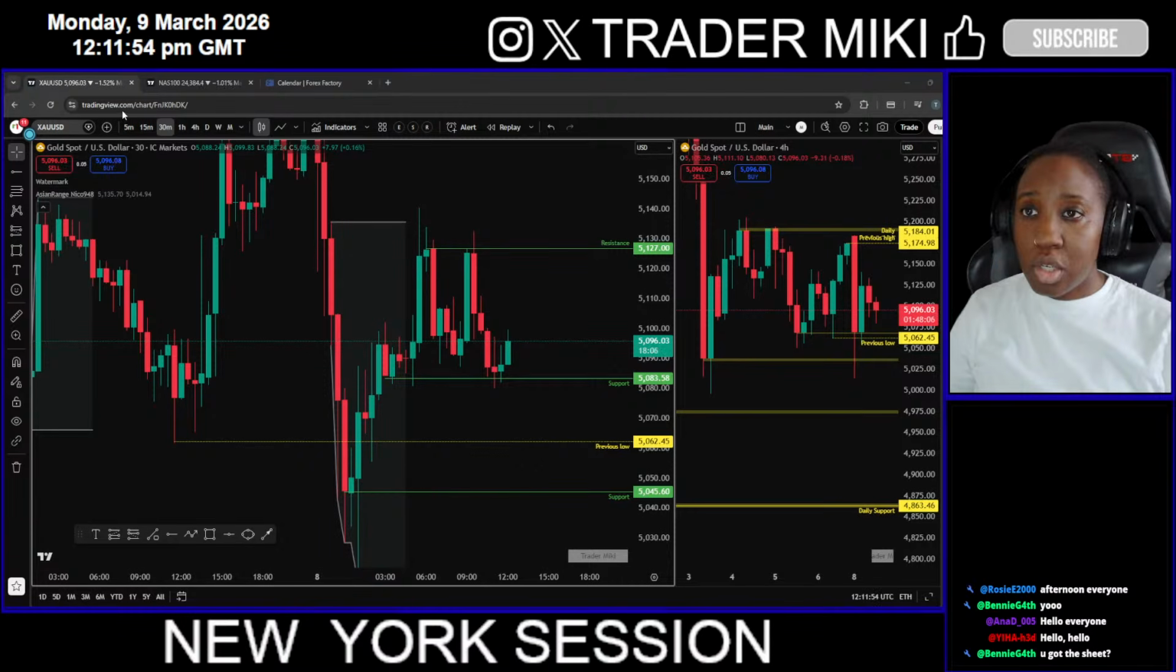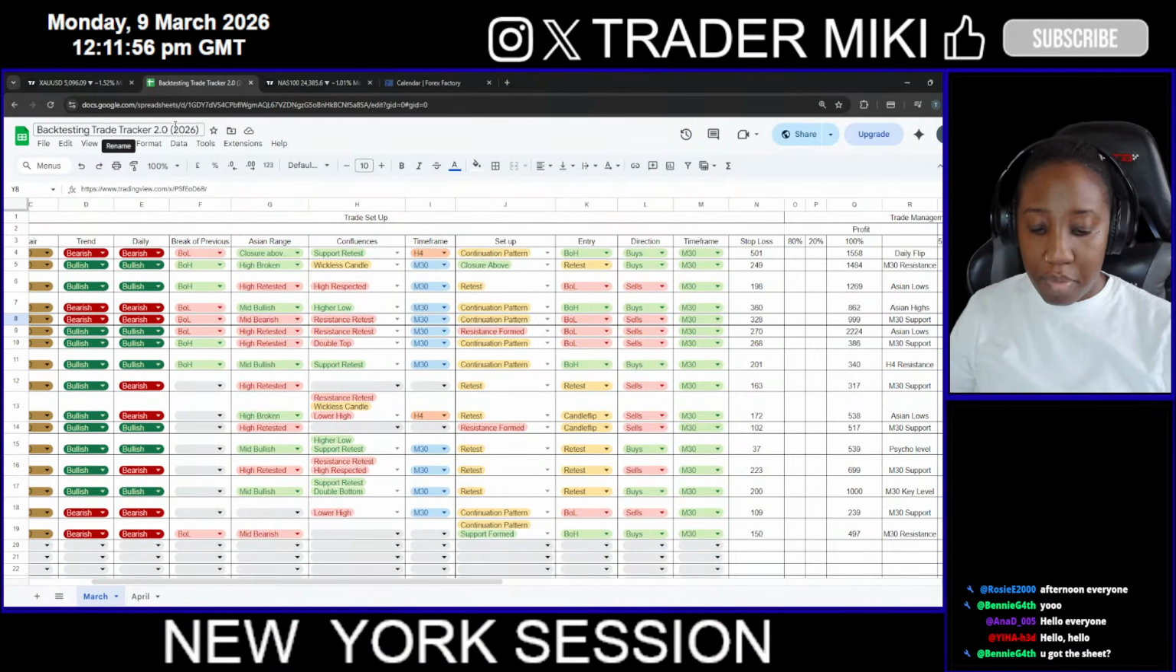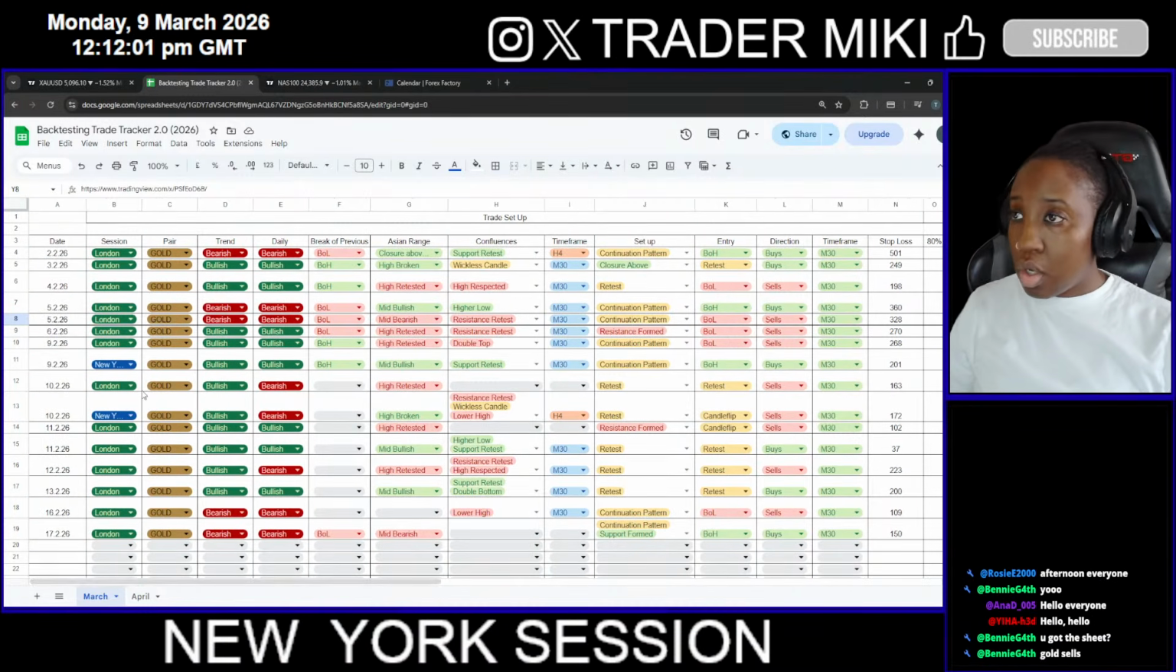Alright, so this is the sheet right here. Told you it's a lot. Caught some gold sells. Nice one.